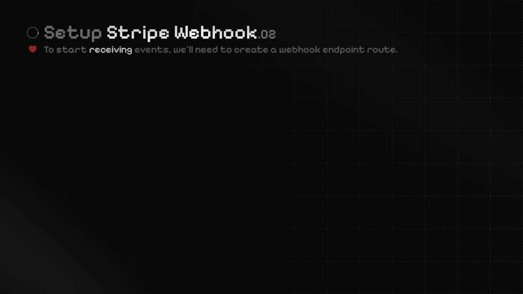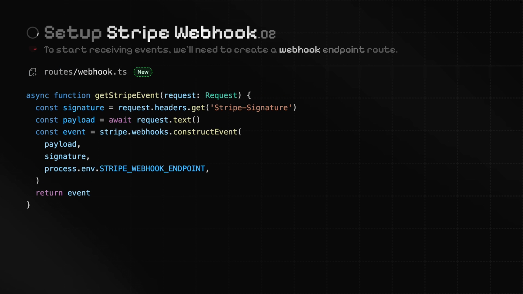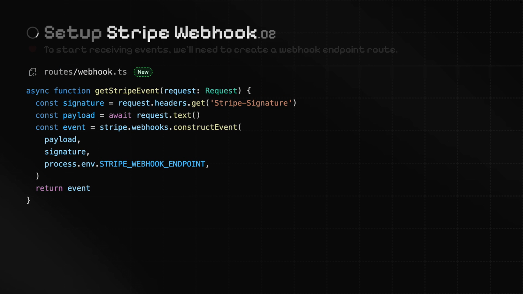To start receiving events, we'll need to create a webhook endpoint route. We'll use a getStripe event helper in order to extract the Stripe signature from our request headers and construct the event object using this data.